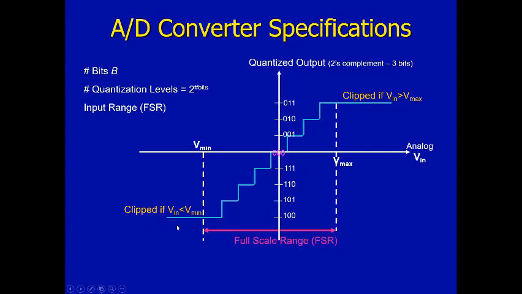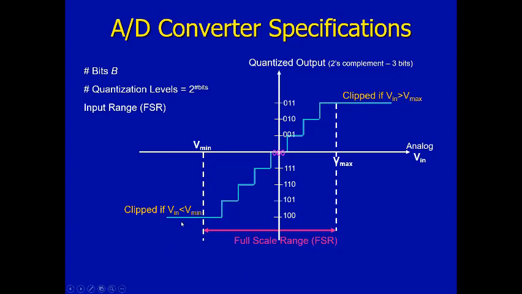Likewise, the same at the other end. If we put in a voltage less than Vmin, then the A to D converter can't put anything out lower than its lowest number, and it will not give you anything that's distinguishable for that lower value. It'll just say, nope, it's just the lowest code.